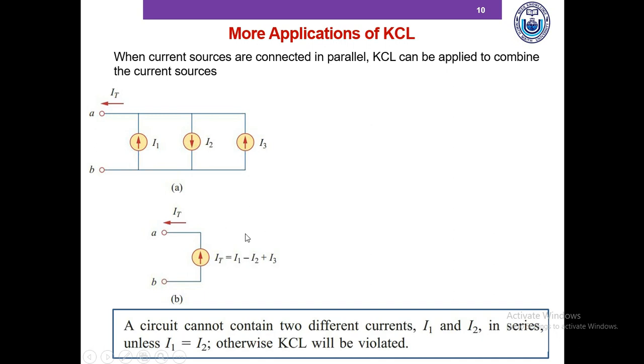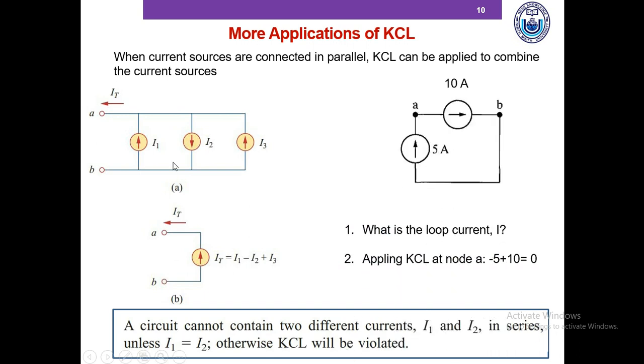So when current sources are connected in parallel, KCL can be applied to combine the current sources and replace them with one current source. Now you can only combine current sources if they're connected in parallel. You cannot combine current sources in this manner if they are connected in series. In fact, a circuit cannot contain two different current sources, I1 and I2, in series unless both of them are equal. Otherwise, KCL will be violated.